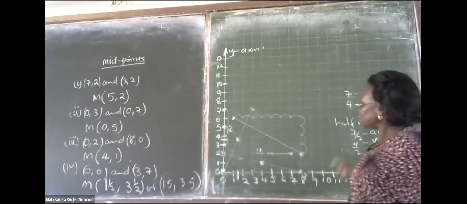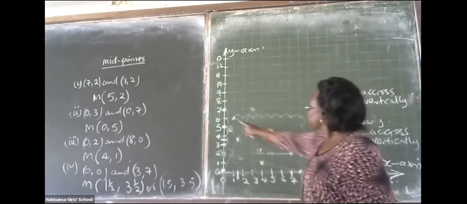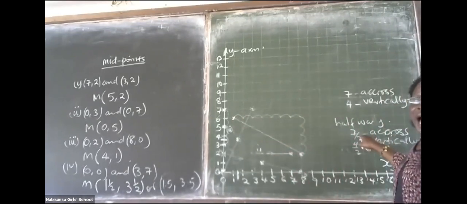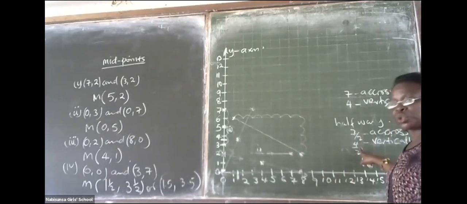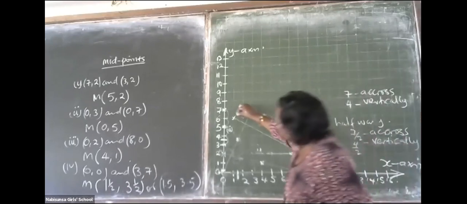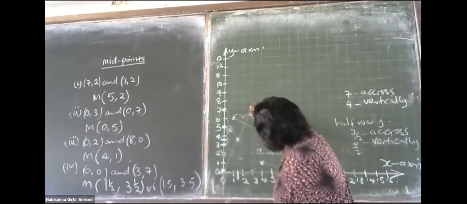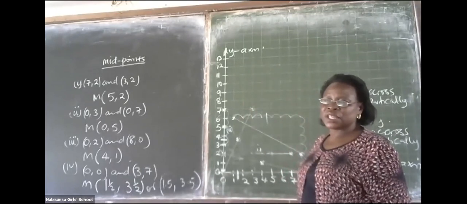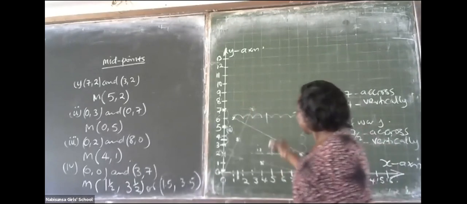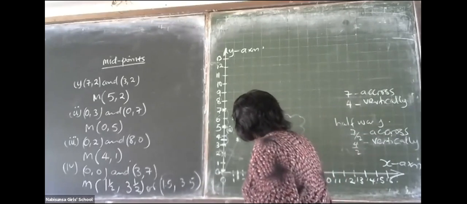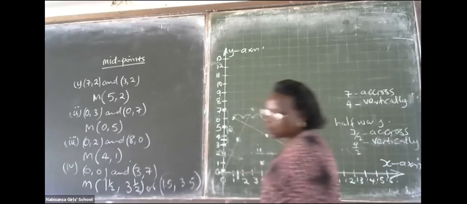So across, we are going to move how many steps? 3.5. How many down? 2. Right? We start 1, 2. So 3.5 across, and then 2 downwards. 1, 2. So we rotate our midpoint.